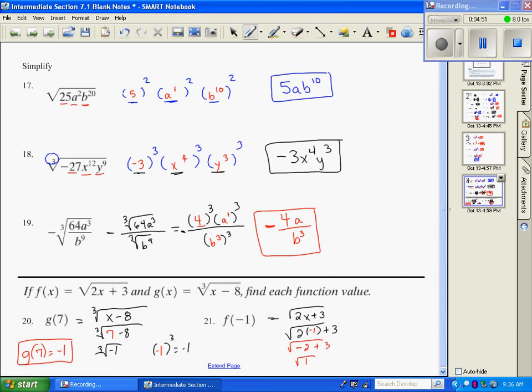So I want to know what squared gives me 1, and that's 1 squared. What squared gives me 1? So my solution is just f of negative 1 is equal to 1. And that's it.